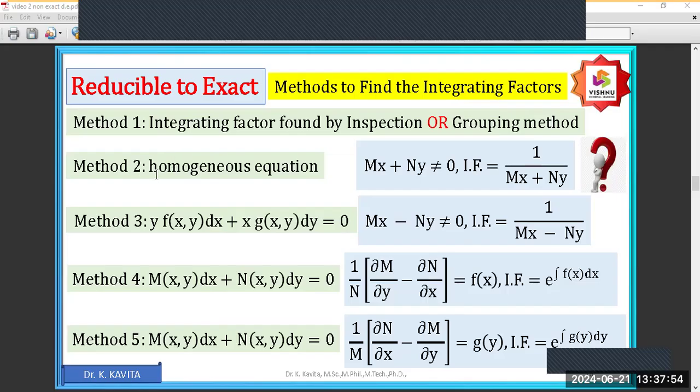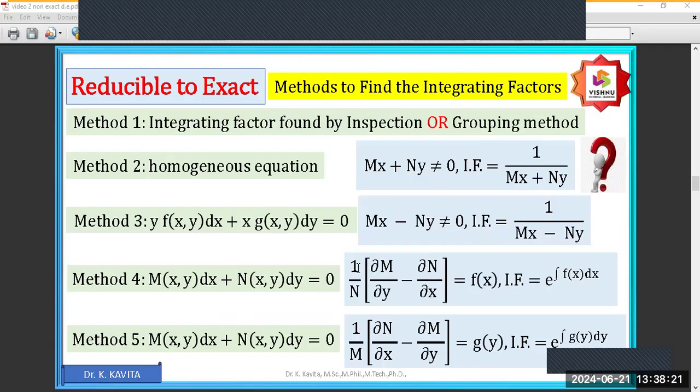In method 2, they specifically mention that Mx + Ny is not equal to 0, and here we take I.F. = 1/(Mx + Ny). In the third method, y f(xy) dx + x g(xy) dy = 0, but here Mx - Ny is not equal to 0, and here we take I.F. = 1/(Mx - Ny).